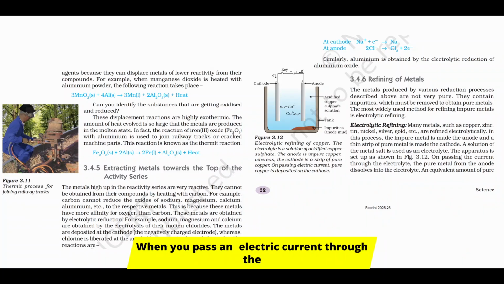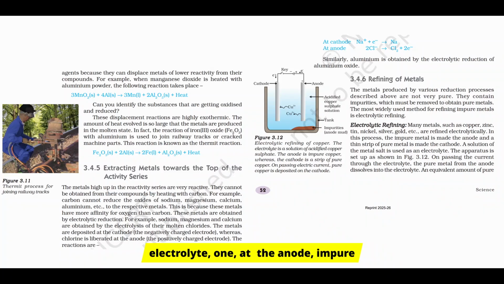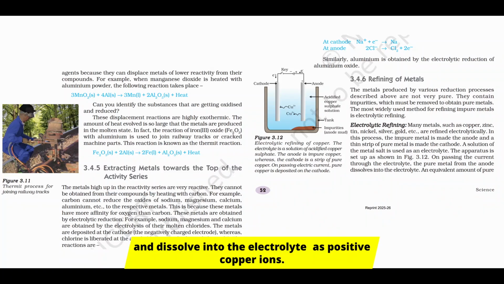When you pass an electric current through the electrolyte: 1. At the anode, impure copper, the copper atoms lose electrons and dissolve into the electrolyte as positive copper ions. Reaction: Cu (impure) → Cu2+ + 2e-. The anode gradually gets eaten away. 2. These Cu2+ ions move through the solution towards the cathode, a pure copper strip.